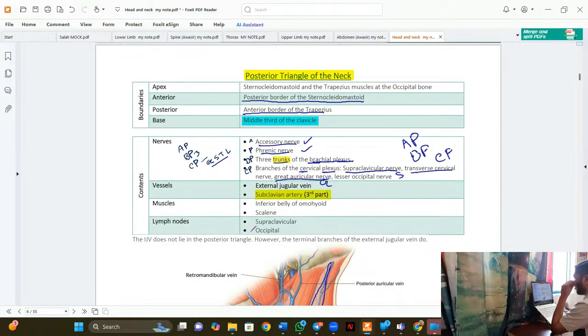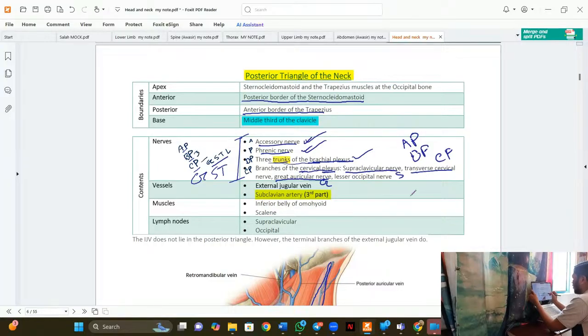Posterior triangle. Here the nerves we need to know. We have AP, BP, CP. AP is accessory nerve. P is phrenic nerve. B is brachial plexus, upper three trunks. BP3 means upper three trunks of the brachial plexus. And CP is the cervical plexus. Cervical plexus, which ones? GST. Greater auricular nerve, then supraclavicular nerve, and transverse cervical nerve.